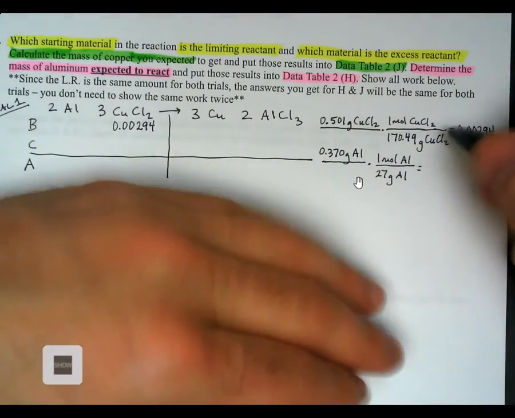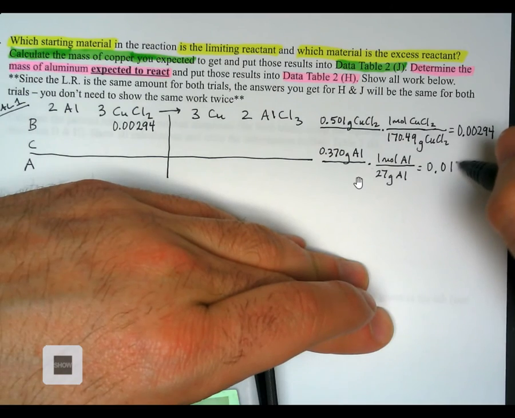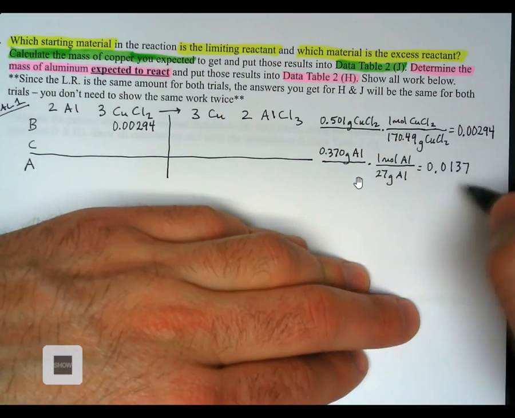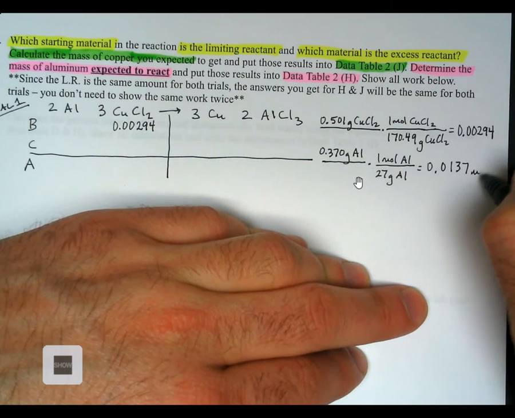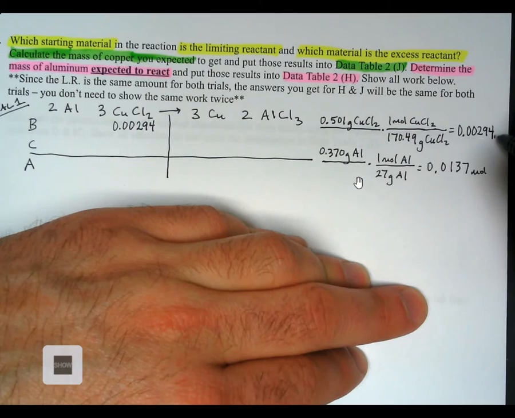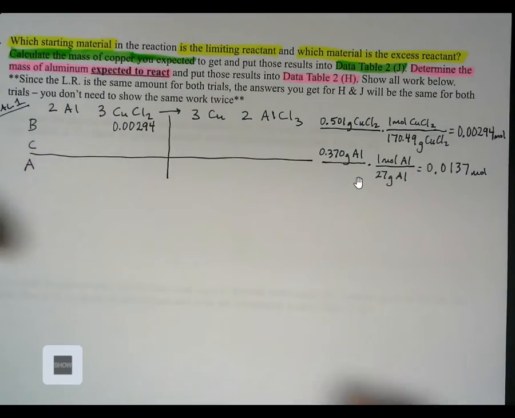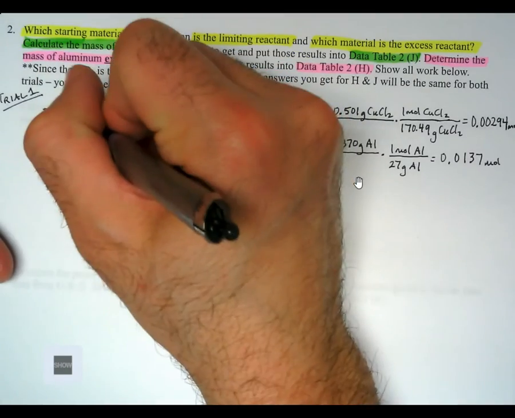So mine is 0.0137. Again, you want to go to 3 significant figures, 3 non-zero digits, because you don't want to round too much. We're dealing with super small numbers. If you round too much, it's going to really throw your numbers off. Okay. So whatever number you get here is going to go over here in the aluminum in the before.